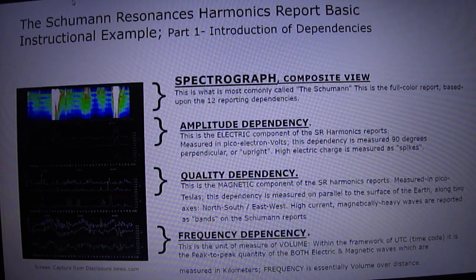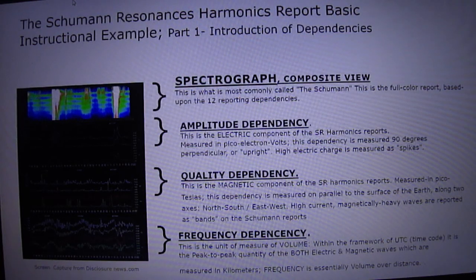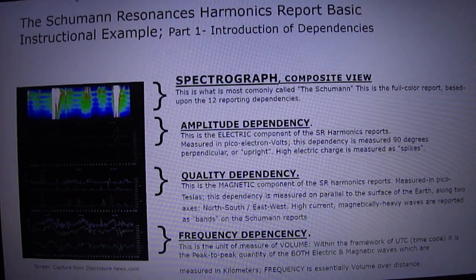I'm going to pick up where I left off last time, and that's on frequency. I'm glad that the camera stopped when it did, because frequency is something that I need to take time to discuss by itself.